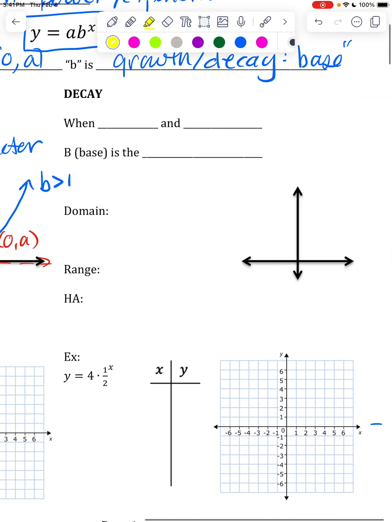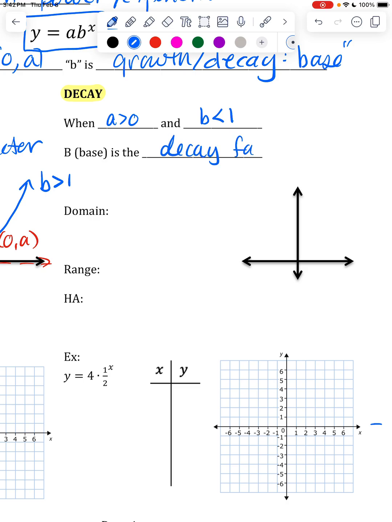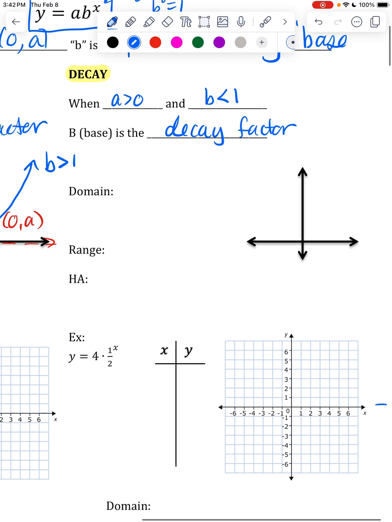Well, what if it's not growing? What if it's decaying? So think about things that go down in number, like the basketball tournament. You have 64 teams, then you have 32, then 16, then 8, then 4, then 2. You're cutting it in half each time. So that's going to happen when your A is greater than 0, but your B is less than 1. So then the base is called a decay factor, or like depreciation. So it's getting less and less over time.